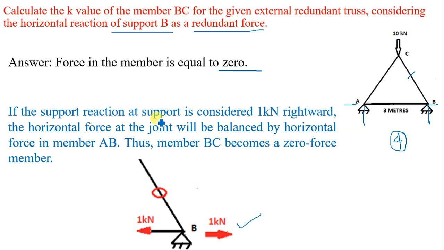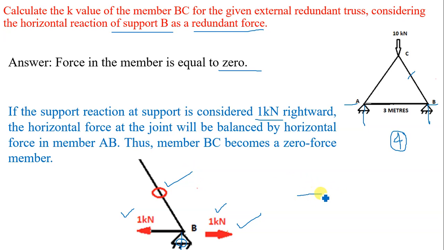If the support reaction at the support is considered as 1 kilonewton rightward, the horizontal force at the joint will be balanced by the horizontal force in member AB. Now this member AB will balance this external force, and since all the external loads are removed, there will be no reaction in the horizontal direction. Hence, to balance this 1 kilonewton force, AB must develop a 1 kilonewton internal force, and thus joint B can be maintained in equilibrium, and hence the force in member BC is equal to 0.